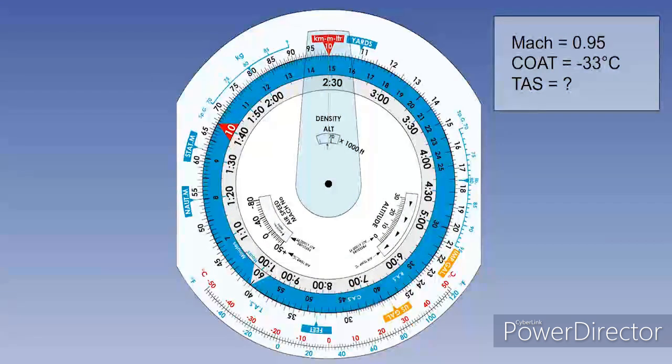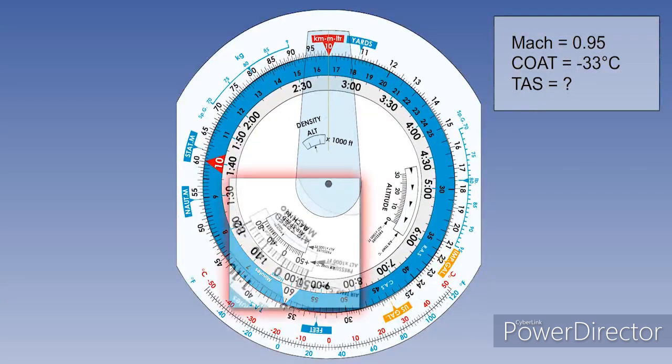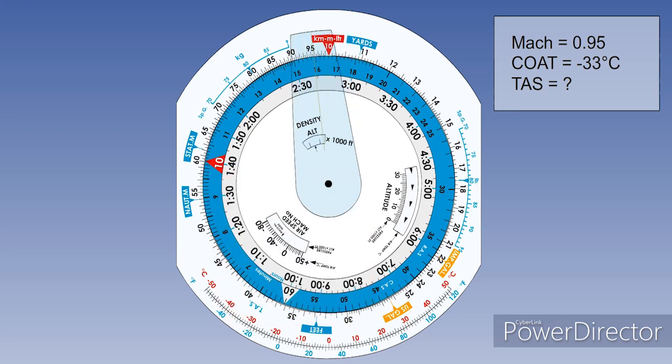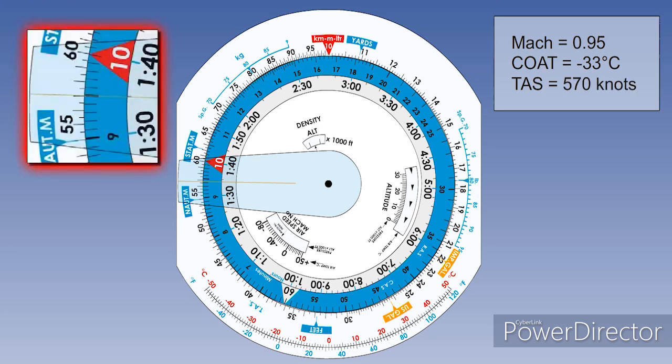We'll use an example to demonstrate. At Mach 0.95 with a corrected outside air temperature of minus 33 degrees Celsius, what's the true airspeed? In the airspeed window, align the Mach number index with minus 33. Align the cursor with 9.5 on the inner scale, and read off the true airspeed of 570 knots on the outer scale.